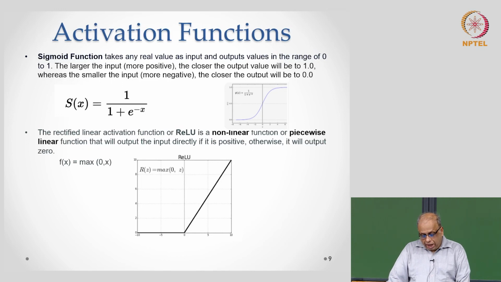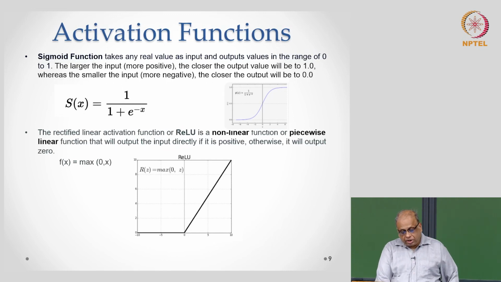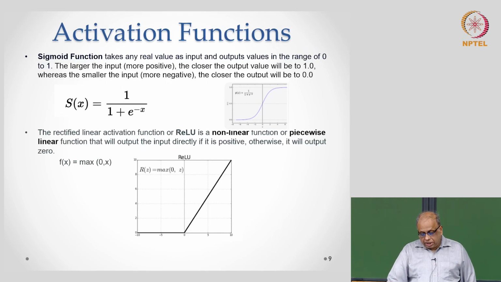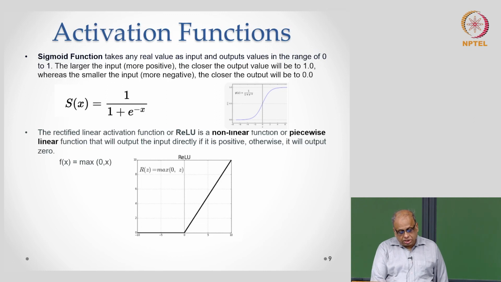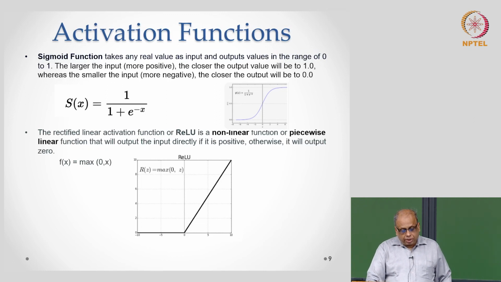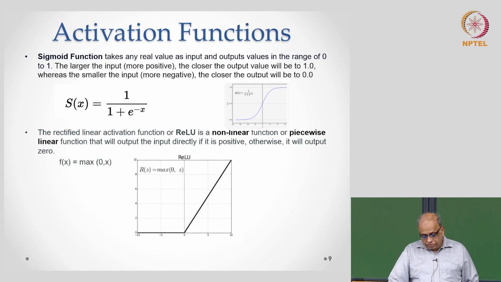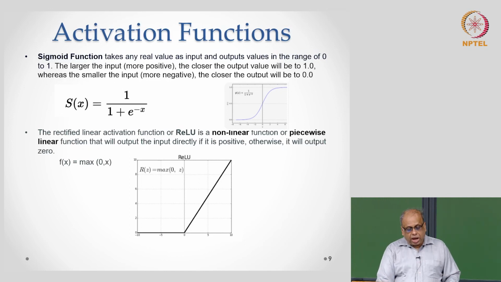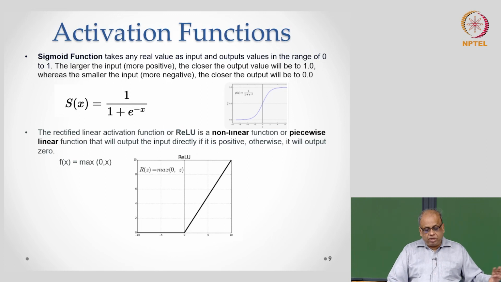Okay, and then there is the ReLU function. It's a non-linear, or piecewise linear, function that will output the input directly if it is positive. So if the input is positive, then it will output that, but otherwise it will output 0. So these activation functions are important. Given the value that you get, it will determine whether the neuron will fire or not.